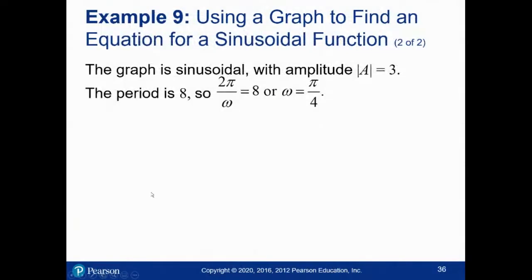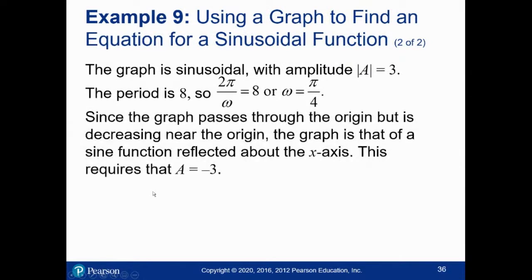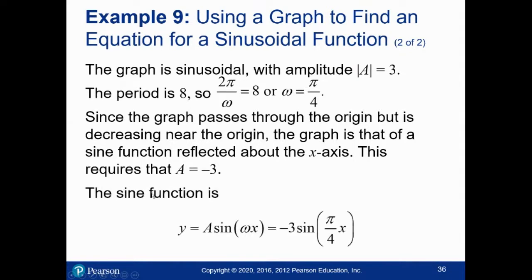So here's the work behind it. They found the amplitude is 3 and omega is pi over 4. It's decreasing near the origin, so it's been reflected, so it's a negative sine curve, so they use a equals -3, and there it is.